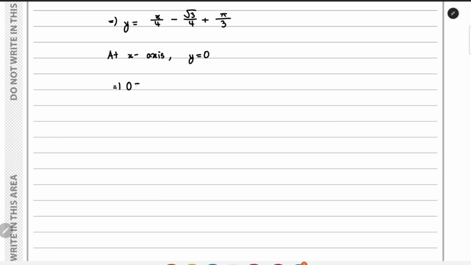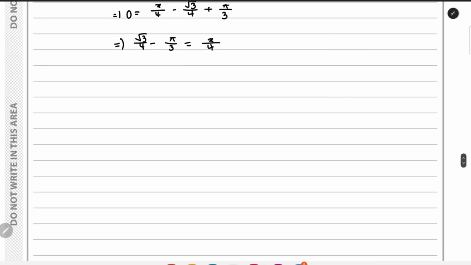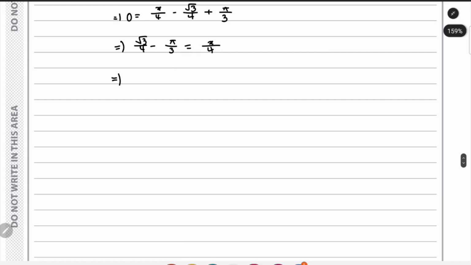So we'll place 0 equals x by 4 minus 3 root 3 by 4 plus pi by 3. We'll move the other values except x to the left. We'll be left with root 3 by 4 minus pi by 3 equals x by 4. We can multiply the 4 over on the left. We'll be left with root 3 minus 4 pi by 3 equals x. So this is the value of x.